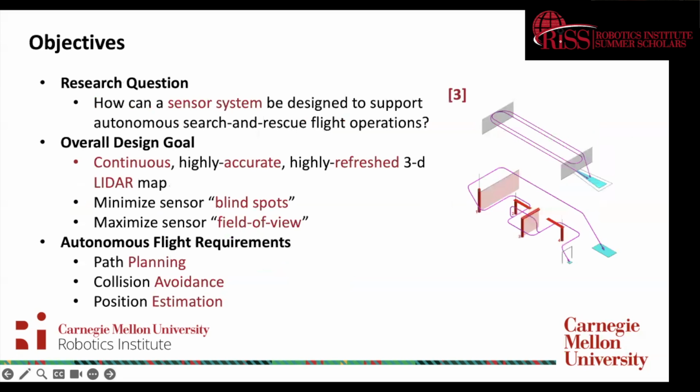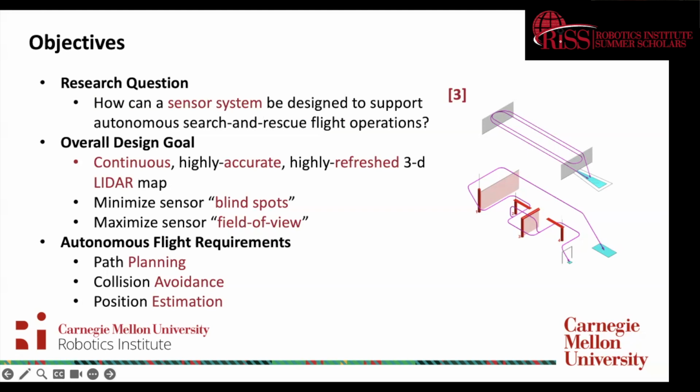Next, let's talk about our objectives for this research. Our research question this summer was, how can a sensor system be designed to support these autonomous search and rescue flight operations? Our overall design goal was to create a continuous, highly accurate, highly refreshed 3D LiDAR map that minimized sensor blind spots, maximized sensor field of view, and was efficient.